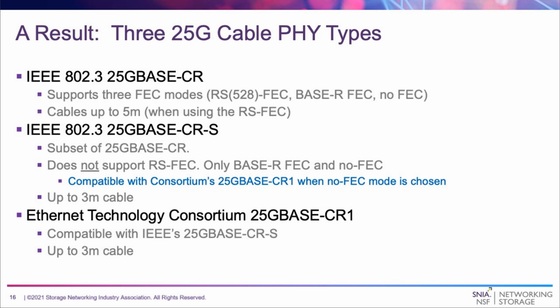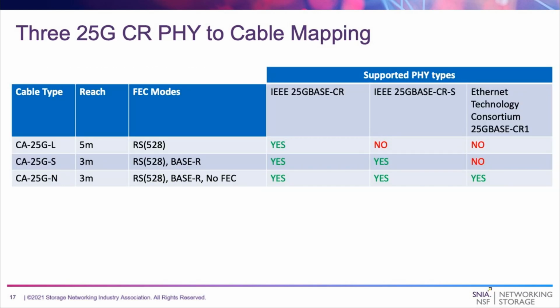Last but not least is the Ethernet Technology Consortium 25G base CR1. It's compatible with the IEEE 25G base CRS up to a 3 meter cable. But the net takeaway is that there's 3 25G cable PHY types. Now, this is important to remember for 25 gig Ethernet deployments because there's 3 different types of cables that can be used. There's a 25GL, a 25GS, and a 25GN. They have different reaches allowed by the specification limits, and they support different FEC modes.